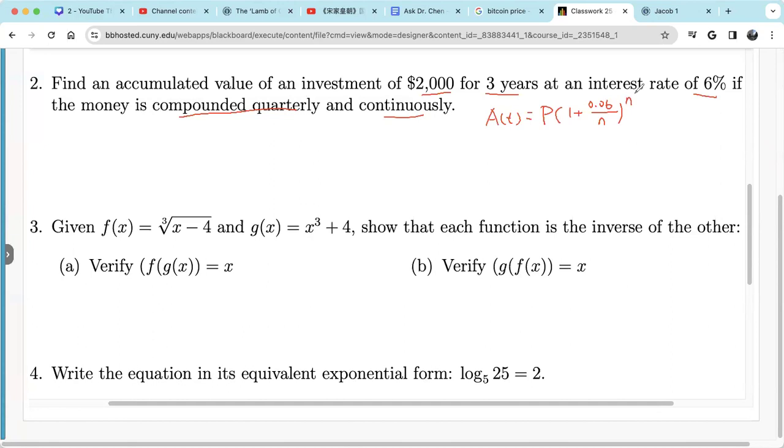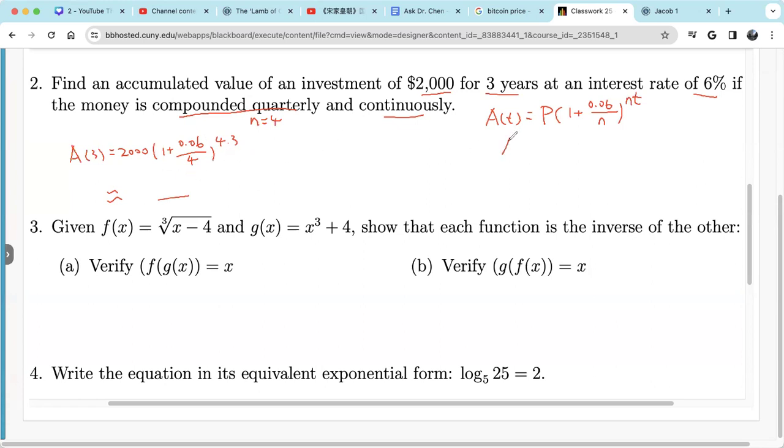Then raised to N times T. So in our case, compounded quarterly, there are 4 quarters in a year. That means N equals 4. So we want to calculate A of 3, because after 3 years, the principal is 2,000 multiplied by 1 plus 0.06 divided by 4, then raised to 4 times 3 years. So we punch it into the calculator and we'll get a number. But when we press into the calculator, be careful of the order. If you want to press 2,000 first, make sure you use parentheses.